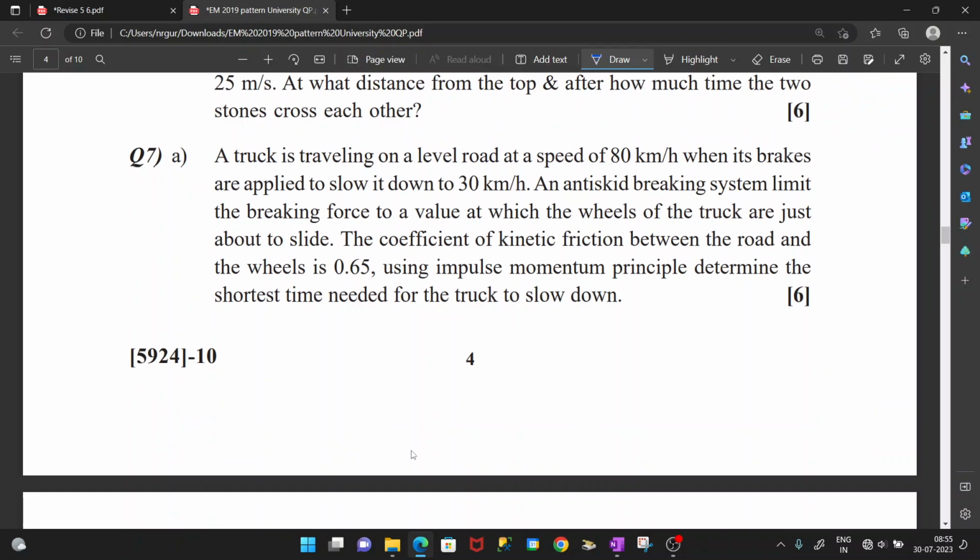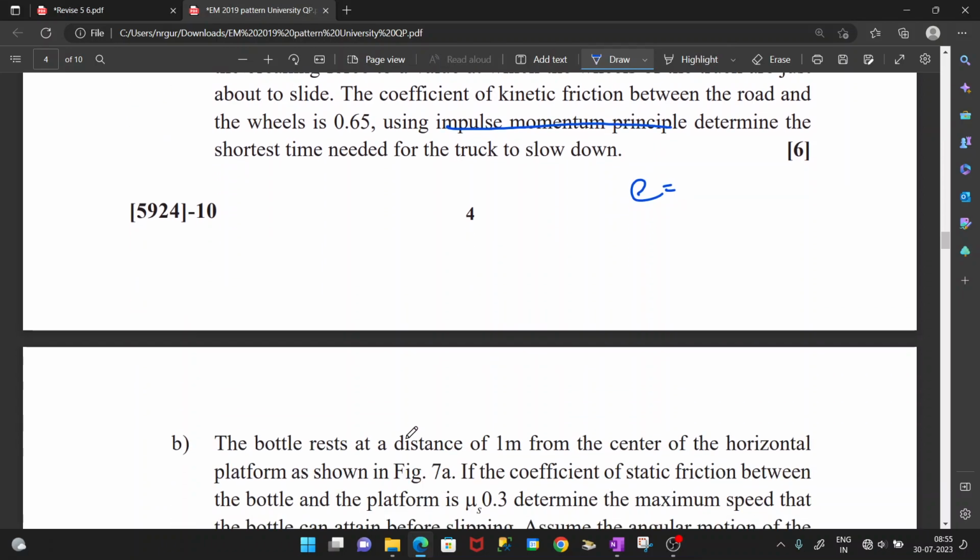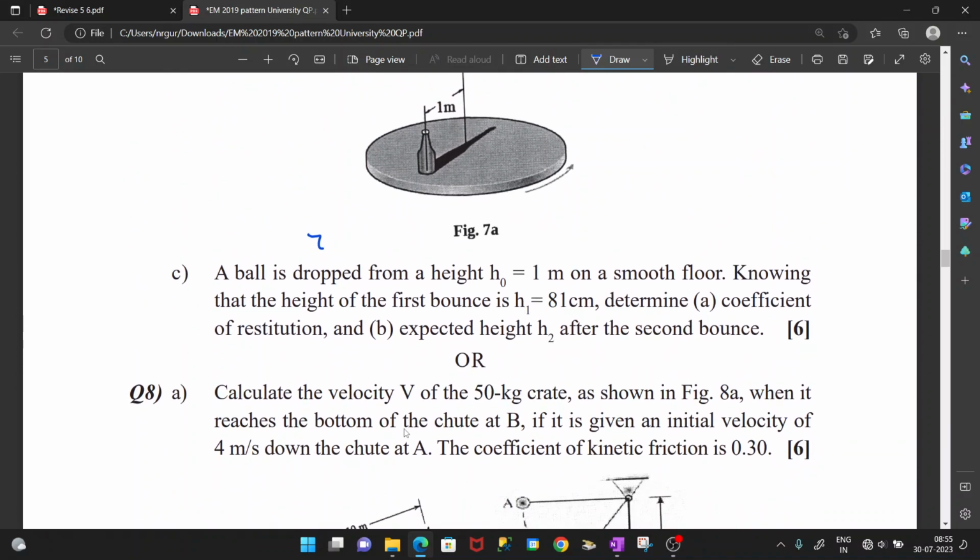And the sixth unit is also the same. Most problems are on e, that is the coefficient of restitution, using the impulse momentum theorem. What is the point here in the sixth unit? We have to use multiple formulas. You have to use the law of conservation of momentum to find the velocities. Then you have to use the coefficient of restitution formula to find the coefficient of restitution.